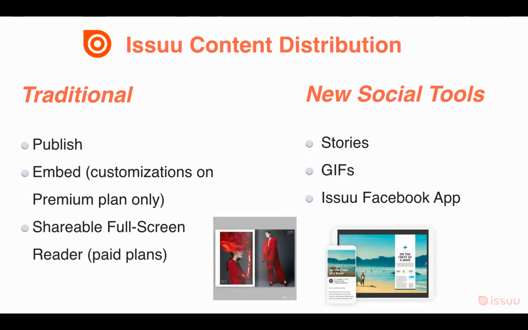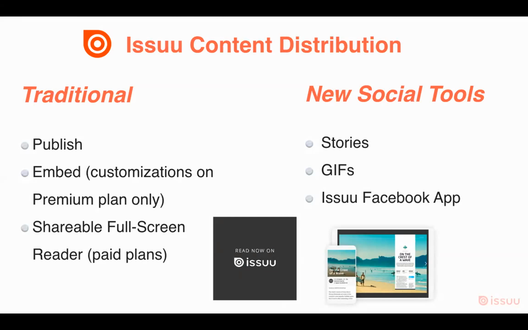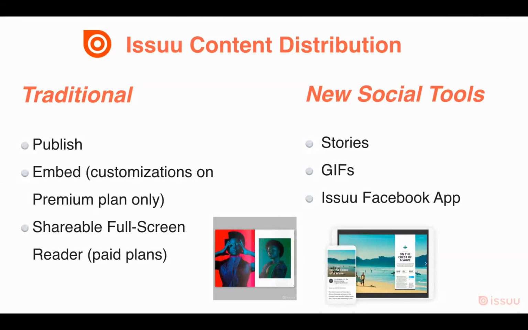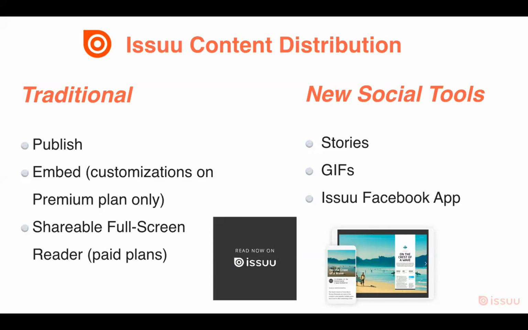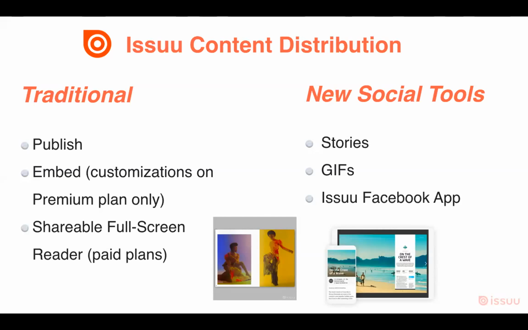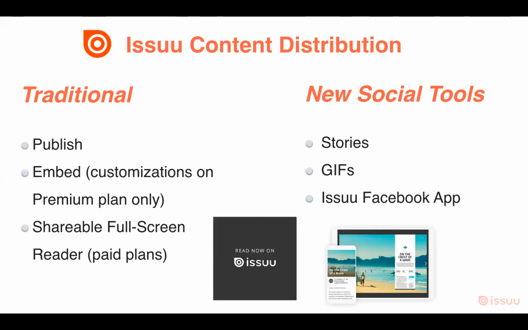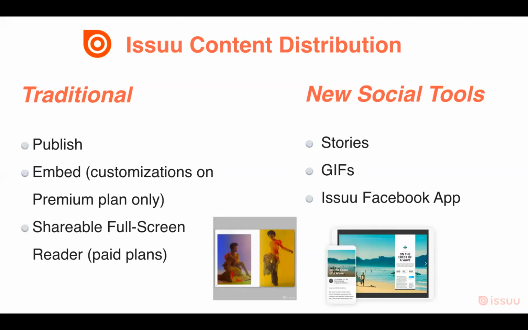The first one following that is the embed. That's available to all publishers, but customizations for that are on the premium plan only. So if you have a website or a blog, we suggest using those embeds by creating an embed code and then adding that code to your website. So your visitors can view your publications directly on your website. You don't have to worry about redirecting them anywhere else.